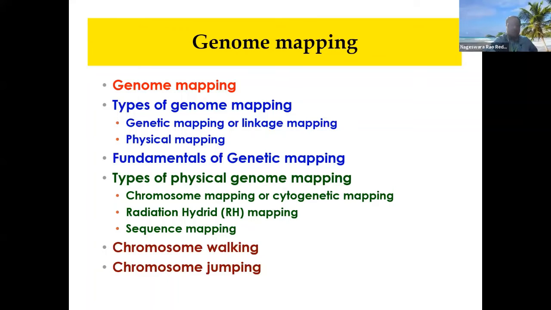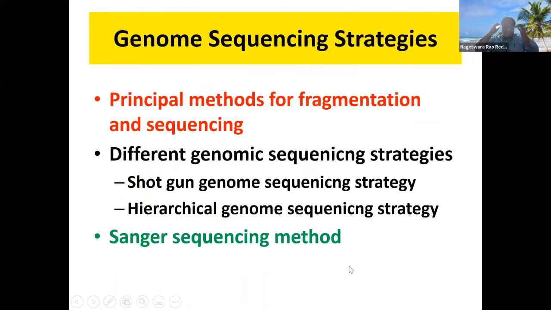So after genome mapping, we have discussed genome sequencing strategies. In this, we have seen how we can sequence a genome. We have seen the principal methods, that is, 3 steps. First step is breaking the genome. Second step is cloning in vectors. And third step is sequencing the genome using Sanger's method. These are the 3 steps involved in the principal methods for fragmentation and sequencing. That is what we have learned in genome sequencing.